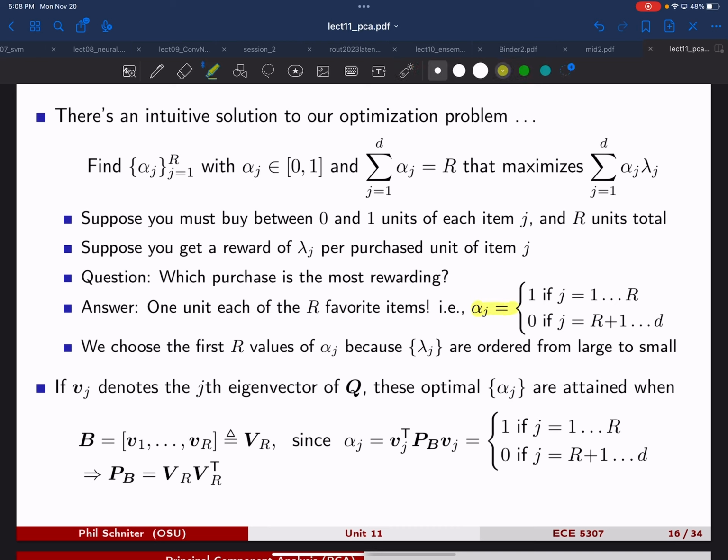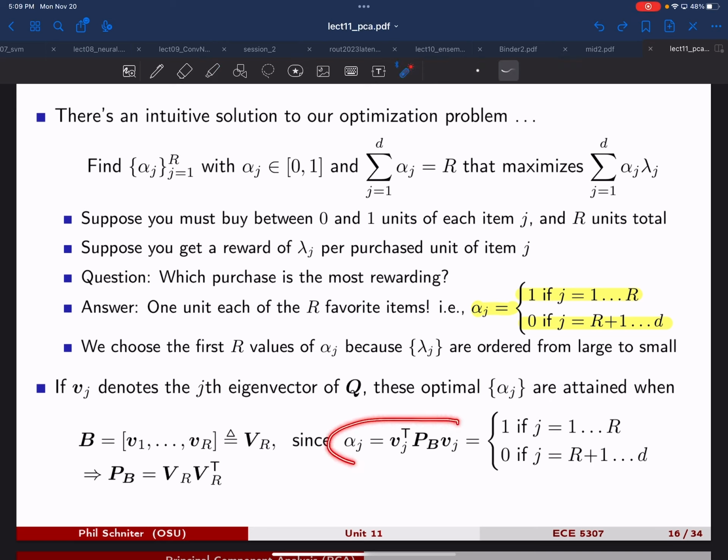Alpha j, which is how much we're buying, we're going to buy 1 unit if j is between 1 and R. Remember we ordered the lambdas from biggest to smallest, so they're already ordered from favorite to least favorite. And I'm going to buy none of the items, none of the alphas, for something that's not in the top R. So basically, that is the solution to this problem. And with that, we're almost done.